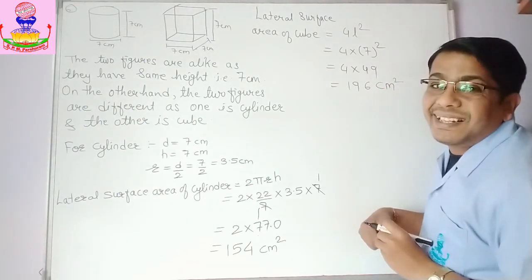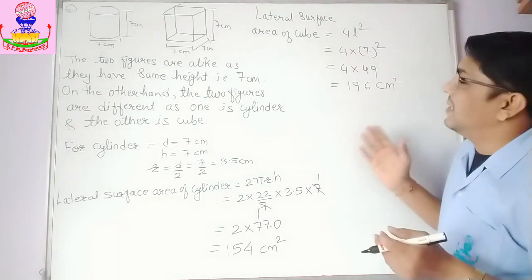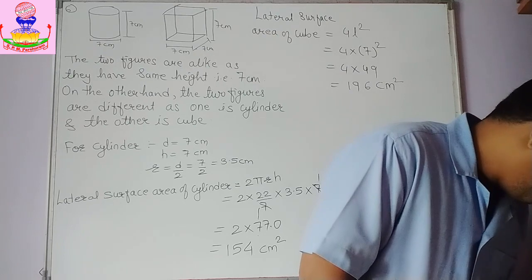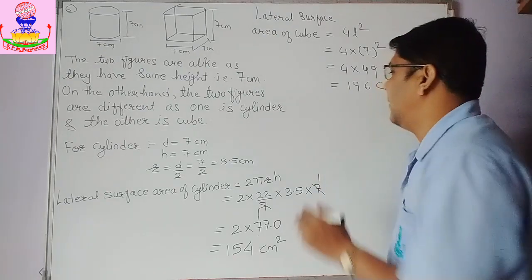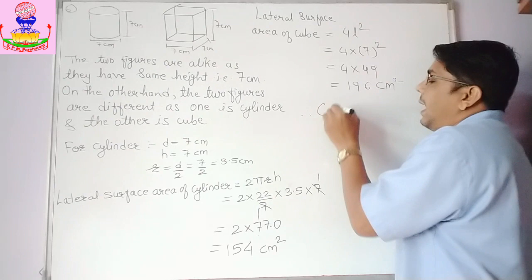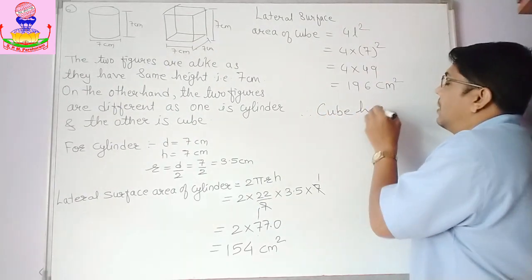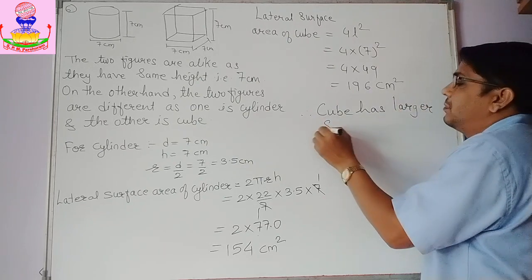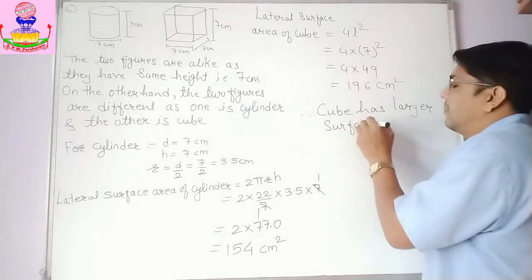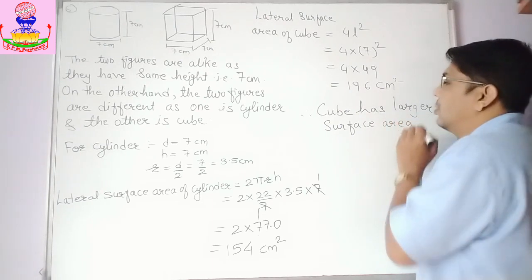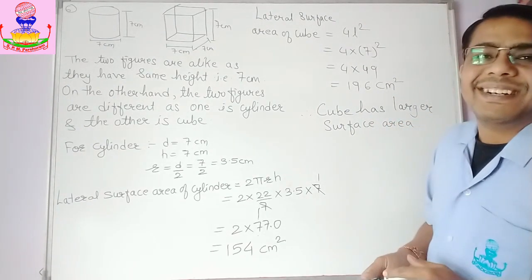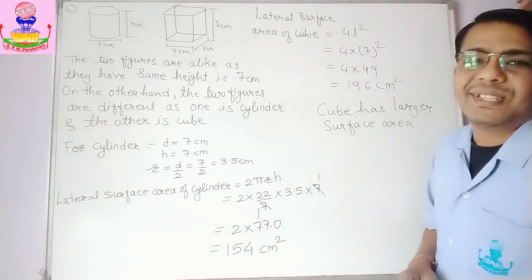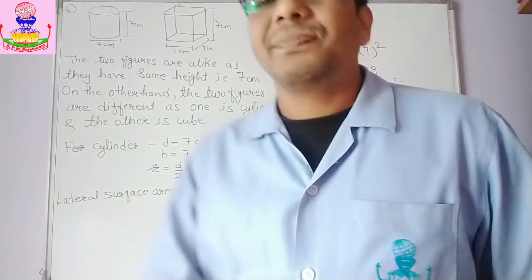So, whose lateral surface area is larger? Cube. Okay. So our final answer. Which box has larger surface area? So cube has larger surface area. Okay. So I hope you have understood how to solve. Now let's move to the next example.